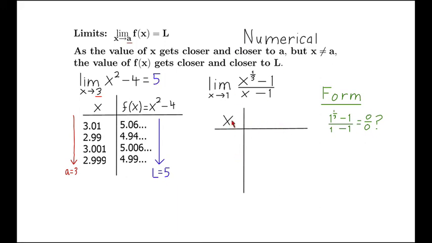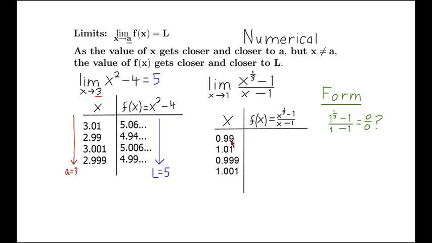And on this side again, we'll put x. And on this side, we'll put f of x. And f of x in this case is equal to our function, x to the 1/3 minus 1 over x minus 1. And we'll follow our description. The recipe says take values of x closer and closer to 1, but x not equal to 1. So that's what we'll do in this first column over here. It's very important that we take values of x not equal to 1 in this case, because 1 leads to this problem of 0 over 0.